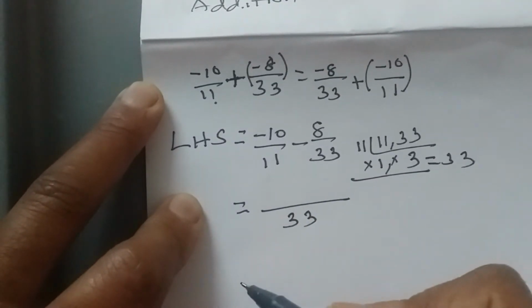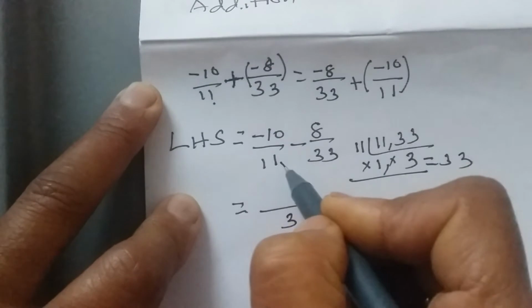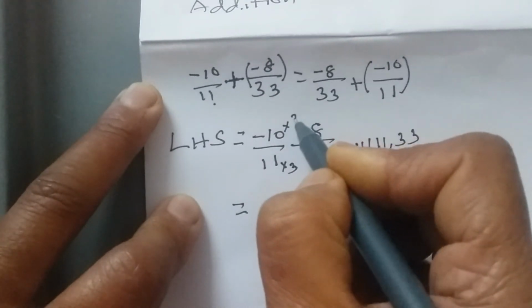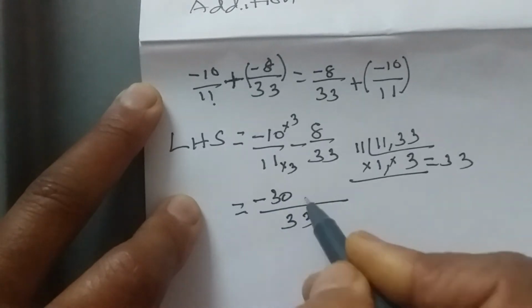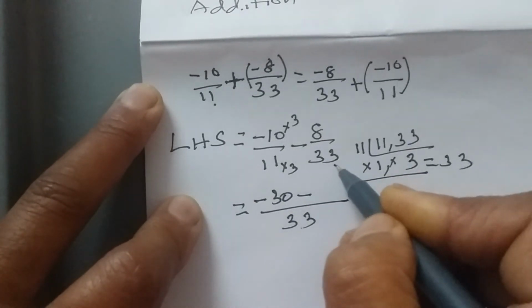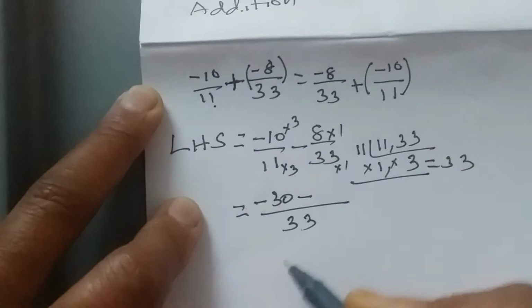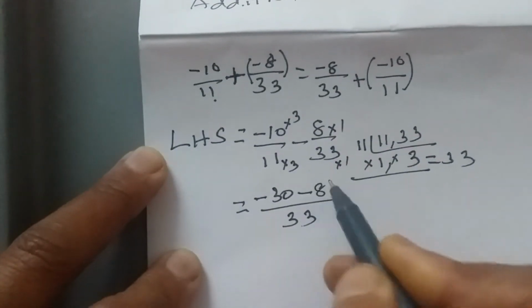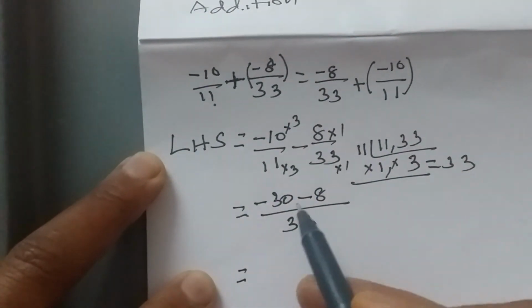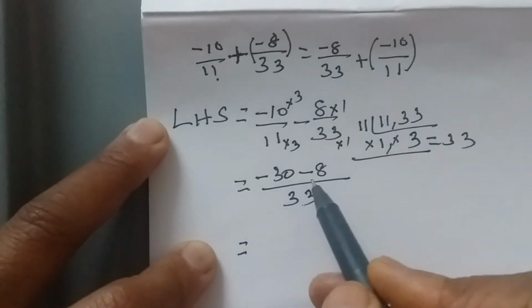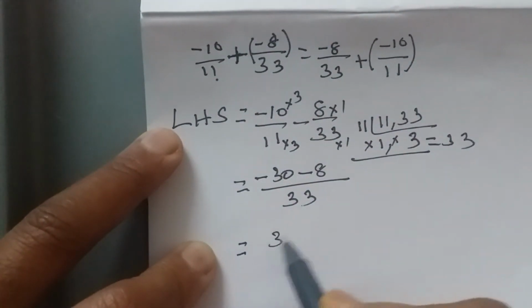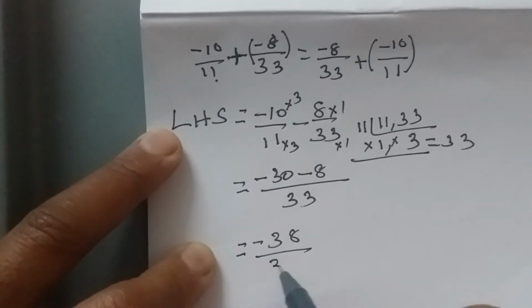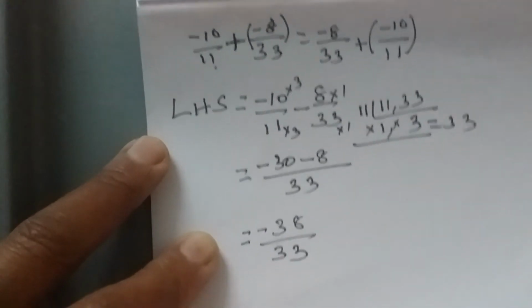Again, the same procedure of LCM. 11 into what is 33? 11 threes are 33. So multiply the numerator also by 3. Minus 3 tens are 30. Minus 33 into what is 33? 1 time. Multiply the numerator also by 1. 8 ones are 8. Now, rule of integers. Signs are the same: add and put the common sign. When you add them, 38. The common sign is minus, so minus 38 by 33. That's all. LHS is over.